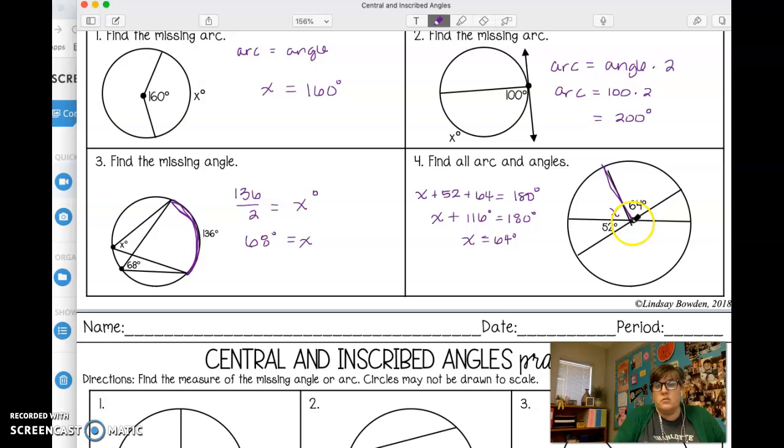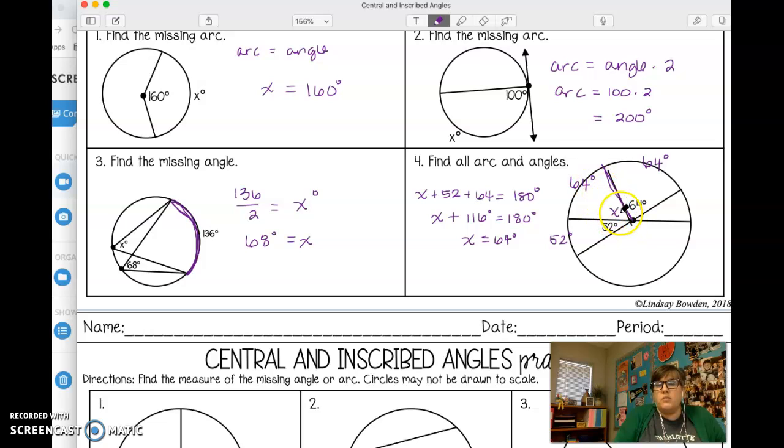These are central angles because their vertices are sitting at the center point, which means their arc also has to be the same measure. So we call it the intercepted arc.